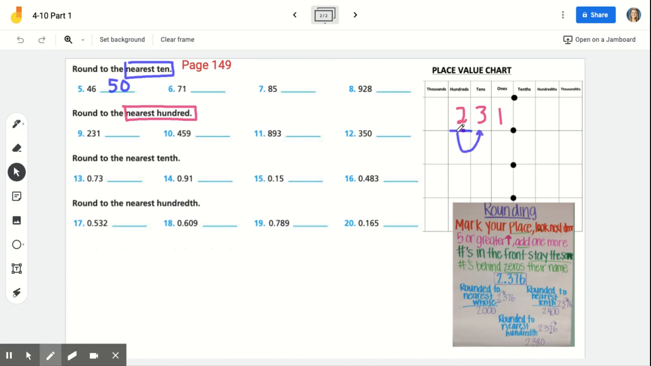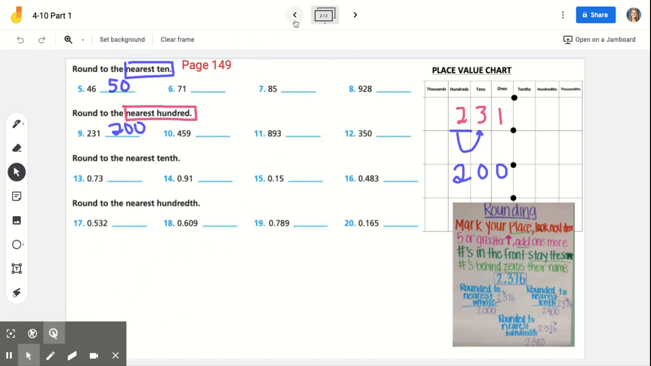Underline that. Draw an arrow next door. We're asking ourselves 5 or greater or 4 or less. 3 is 4 or less, so that means let it rest, meaning we're not going to change the 2. So underneath in your place value chart, put a 2 in the hundreds again. Numbers in front stay the same. There's no numbers in front. Numbers behind, zeros their name. Let's add in zeros until we reach the decimal point, and we arrive at 231 rounded to the nearest 100 is 200. Mark that into your book. 200.